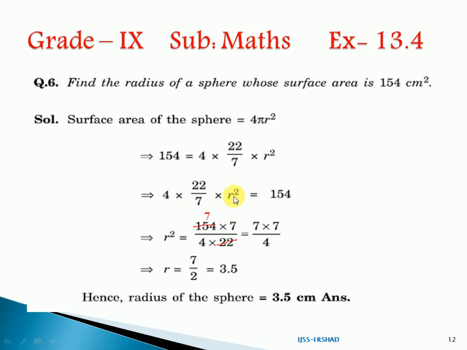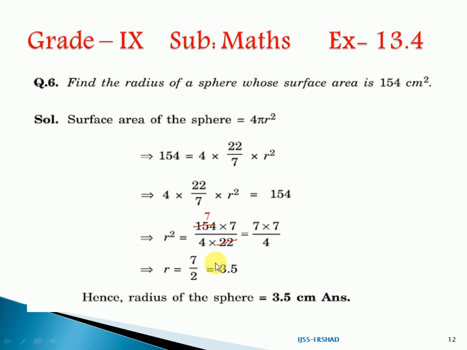Now you can see here we want to find r, so r square I will keep here, and the remaining all I will send to that side. Already there is 154, this 7 will go that side. It is in division, so it will go in multiplication, so 154 multiplied by 7. Now 4 multiplied by 22 is here, it will go in division that side, so 4 into 22. Now we can cut this 22 one time, and here 22 7 times. Now this 7 into 7, and this 4 is here, so we got r square.